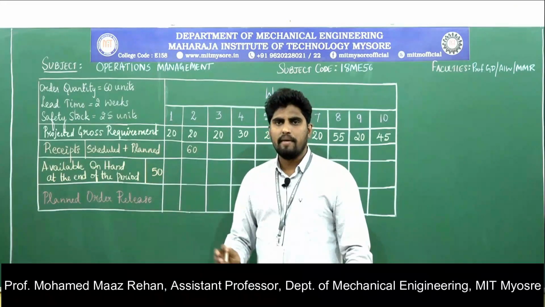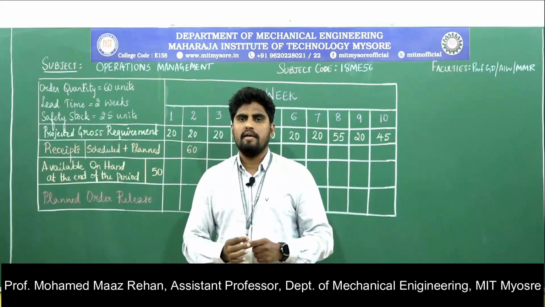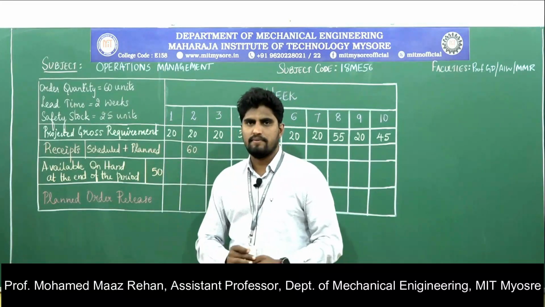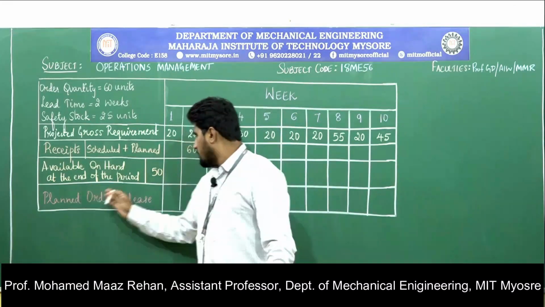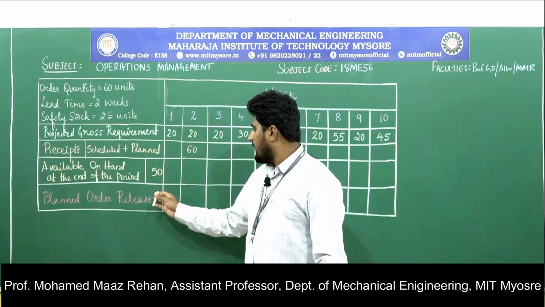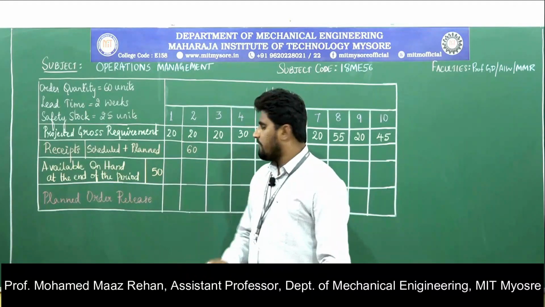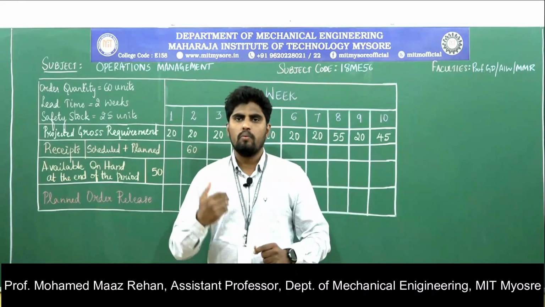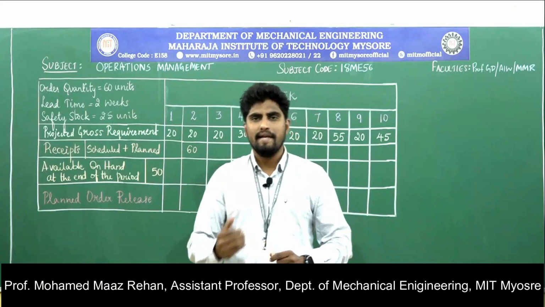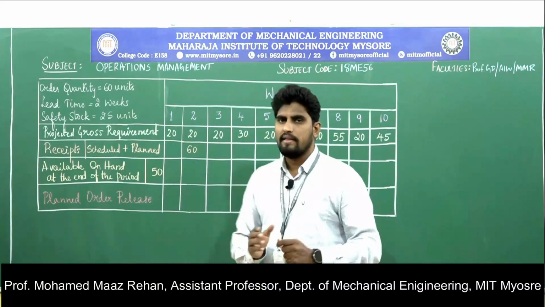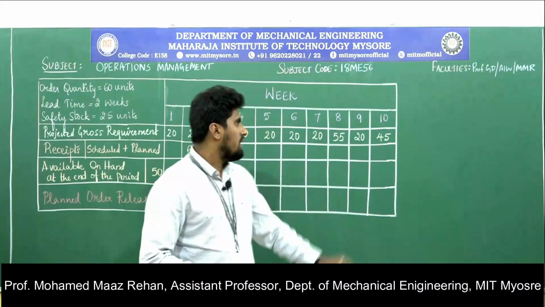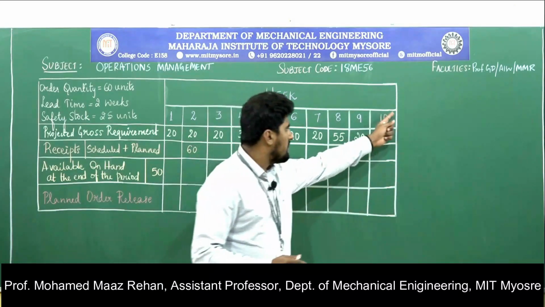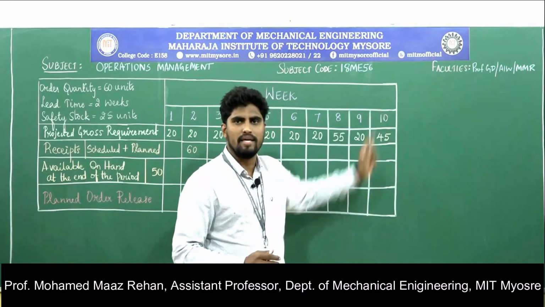Available on hand means you have inventory. The stock that is available in the organization is 50 units. Then planned order release. We shall find out how to calculate this planned order release, how we are going to plan well in advance. So this is the problem. In this problem we have to find out how many units of stock are available in the 10th week.